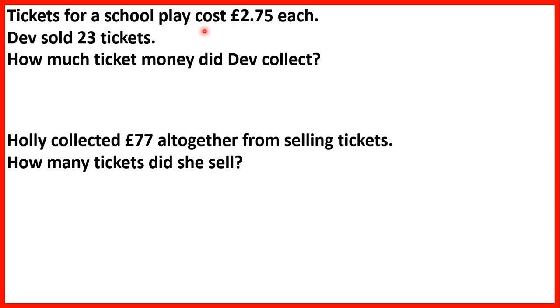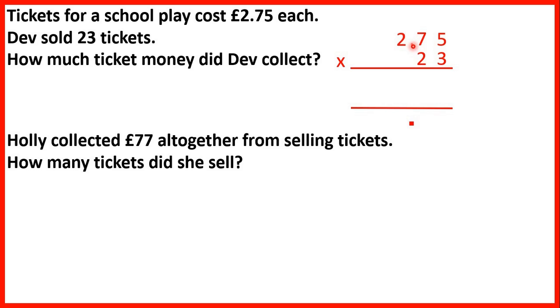Tickets for a school play cost £2.75 each. Dev sold 23 tickets. How much ticket money did Dev collect? So he sold 23 tickets and got £2.75 for each of them. So we need to multiply £2.75 by 23. Remember, with column multiplication, we write the number with the most digits on top.